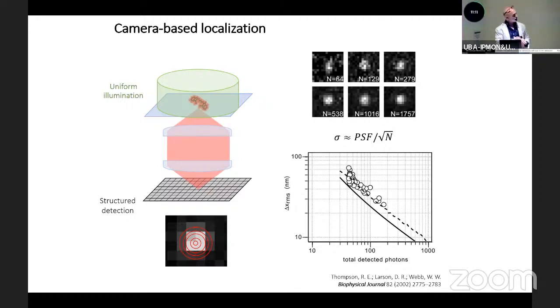Fine. The localization error of these measurements looks like this. In the numerator, you have the PSF, the diffraction limit, and you can make that error smaller and smaller the more photons you detect, okay? And you can get about 10 nanometers with a few thousand photons. That's the usual approach.